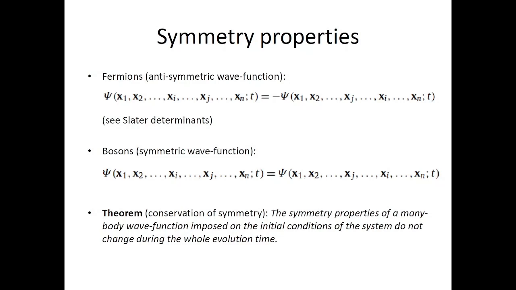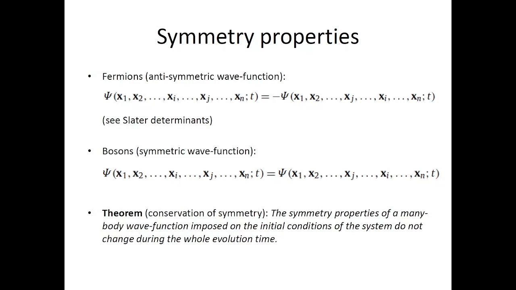And moreover, no matter if they are fermions or bosons, we also have the theorem of conservation of symmetry that essentially tells us that the symmetry properties of a many-body wave function imposed on the initial conditions of the system do not change during the whole evolution in time.